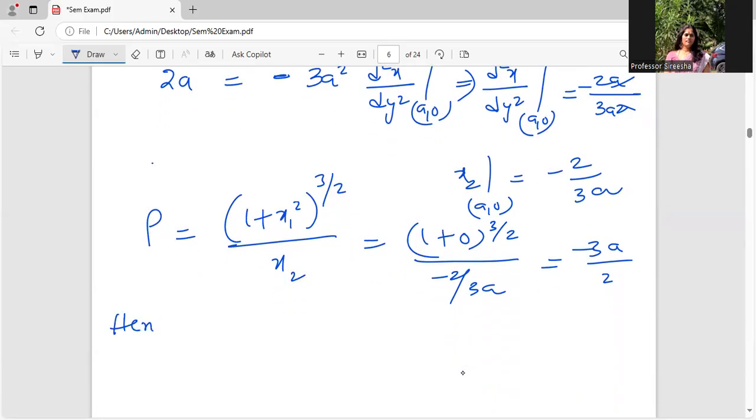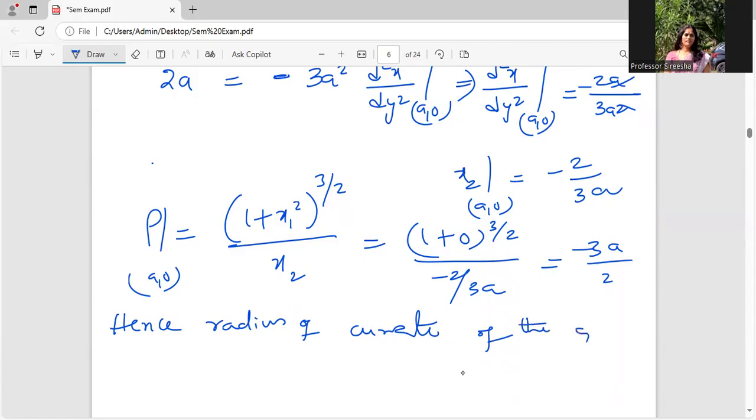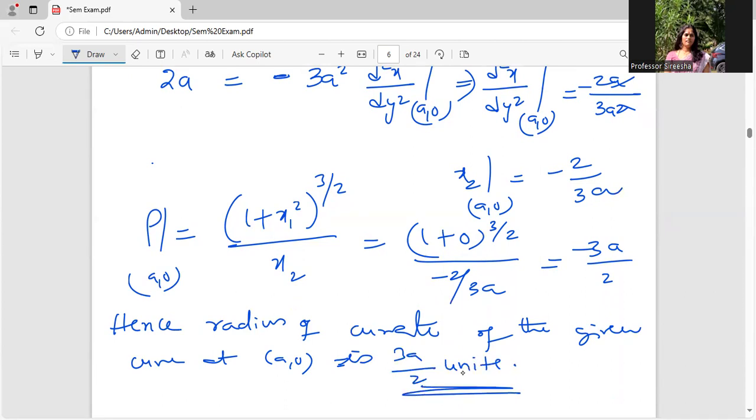Hence, radius of curvature. I should write the point a comma 0 as well here. Radius of curvature of the given curve at a comma 0 is nothing but 3a by 2 units. That's how you will write the answer. Why? Because radius cannot be negative, right? Hence, you will write that it is 3a by 2. I think I am clear with the second formula as well. Okay.